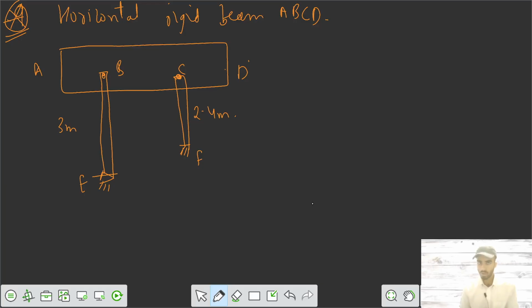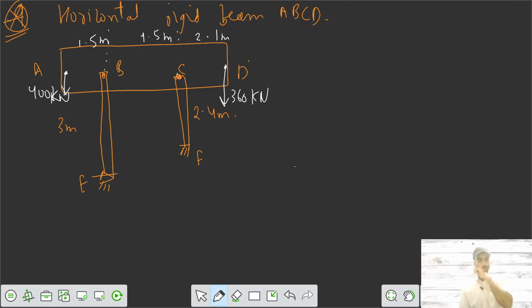Now external forces are applied: at point D equal to 360 kilonewton, and here at point A a force of 400 kilonewton. The length AB equals 1.5 meter. This one is 1.5 meter, and this one is 2.1 meter. The total length of the horizontal rigid beam, since the beam is rigid, is this one: 1.5, 1.5, 2.1.